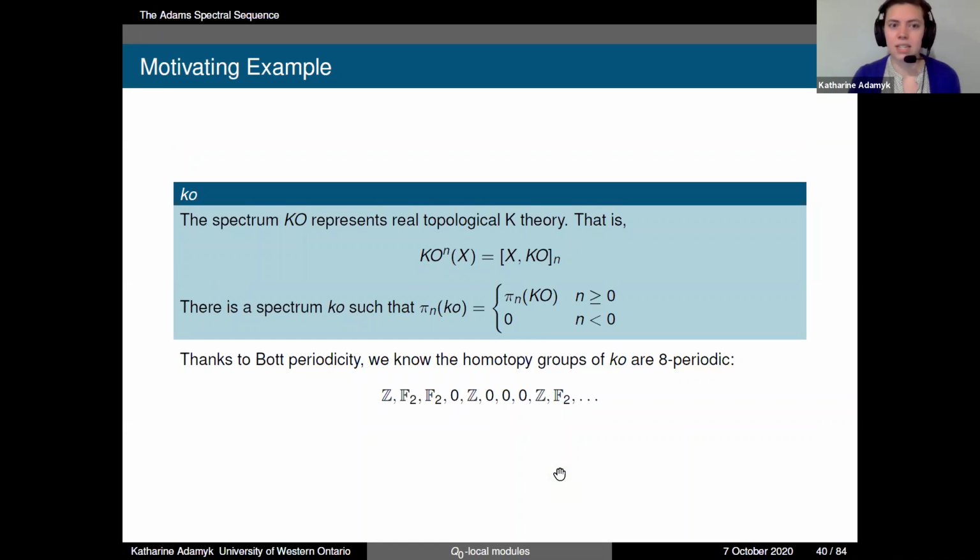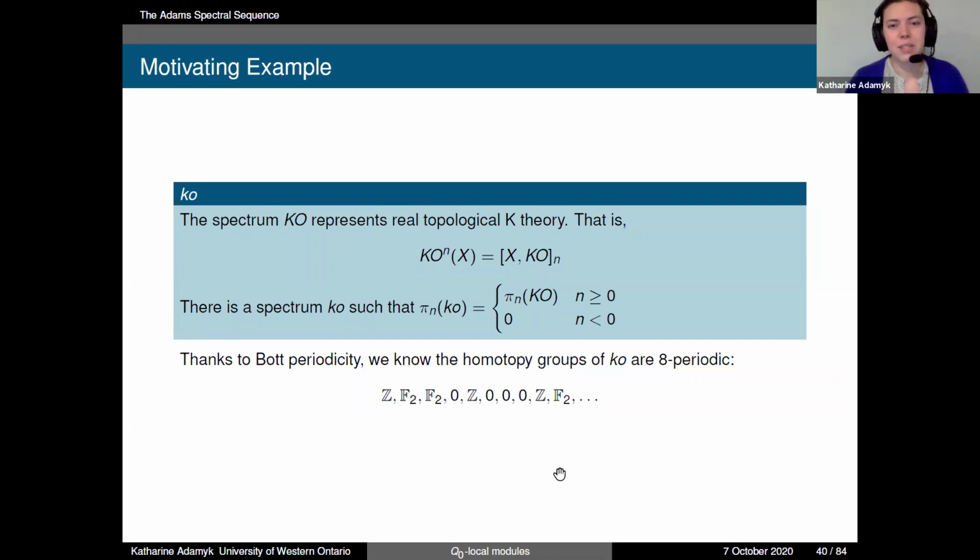To look at a motivating example, let's consider the spectrum KO. This represents real topological K-theory. So that means, right, if I want to take the real K-theory of X, I can take maps from X into KO. And there's a spectrum little ko called the connective cover that has the same homotopy groups as big KO in non-negative degrees, but it has 0 homotopy groups in negative degrees. Thanks to Bott periodicity, we know the homotopy groups of little ko are 8-periodic. And what they are is Z, F2, F2, 0, Z, 0, 0, 0, and then they repeat.